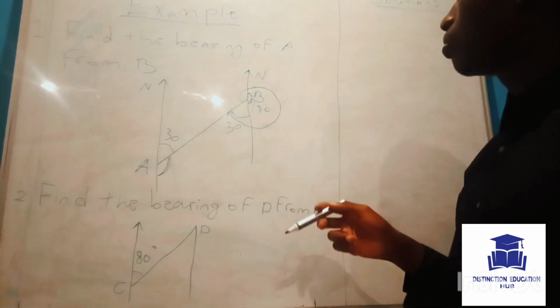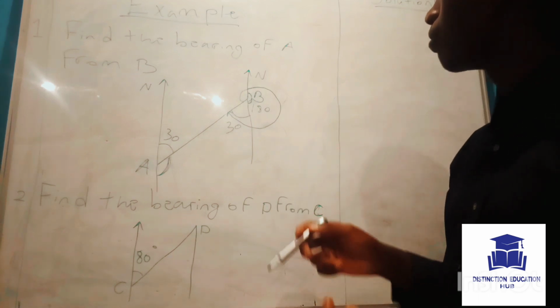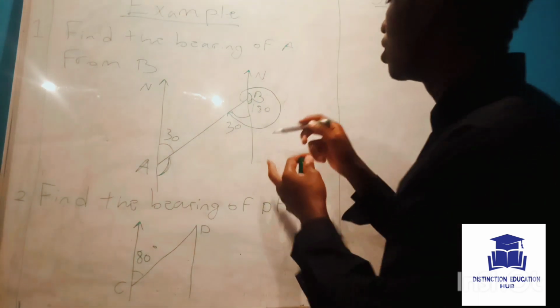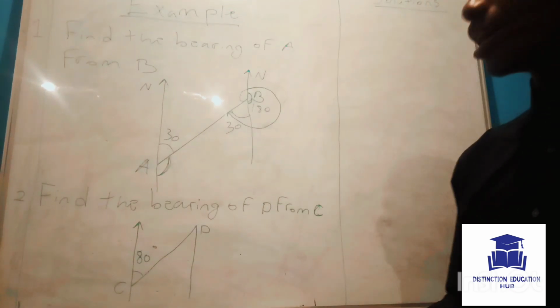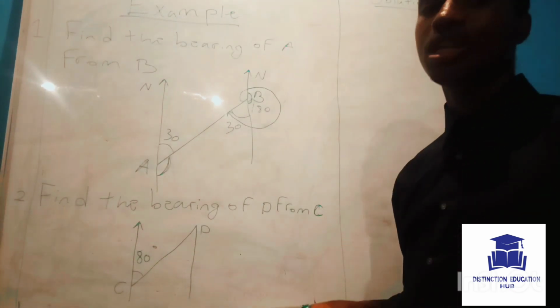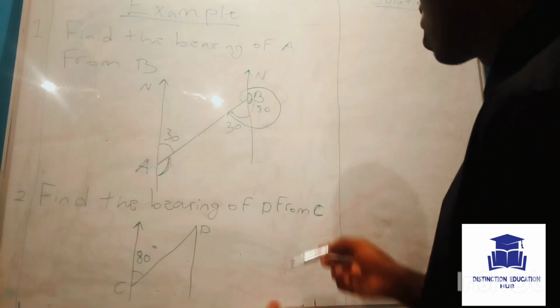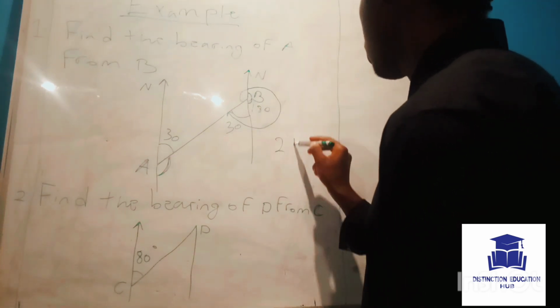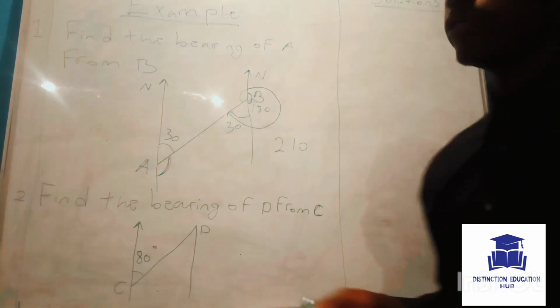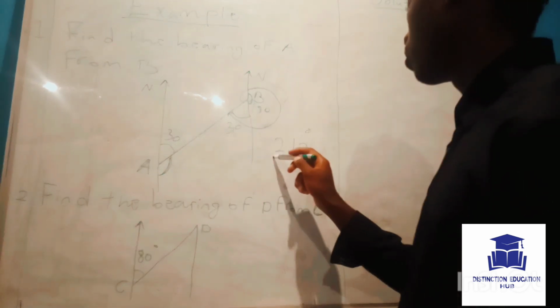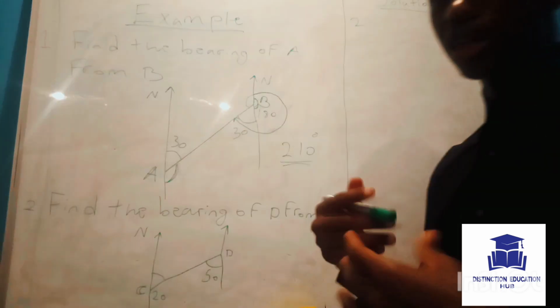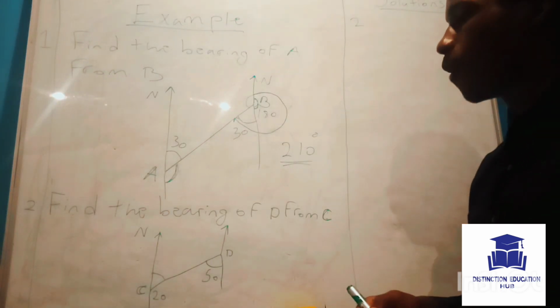Now that you found that this line is adding to 180 and this here is 30, you just add. What is 30 plus 180? You get 210. This is already three-figured, you don't need to add a 0. So you have yourself 210. That's it.